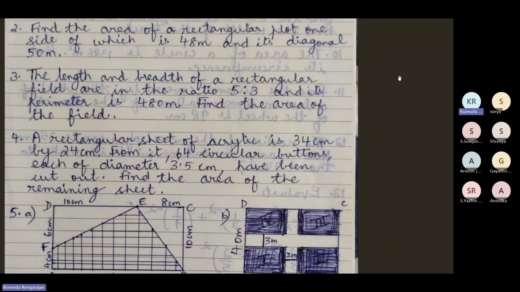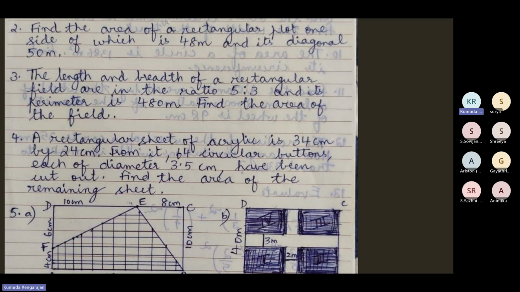The fourth one. A rectangular sheet of acrylic is 34 centimeters by 24 centimeters. It's a material, the length of which is 34 centimeters and breadth 24 centimeters. From this rectangular sheet, 64 circular buttons, each of diameter 3.5 centimeters, have been cut out. Find the area of the remaining sheet.